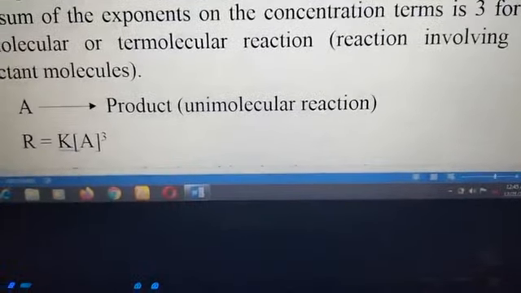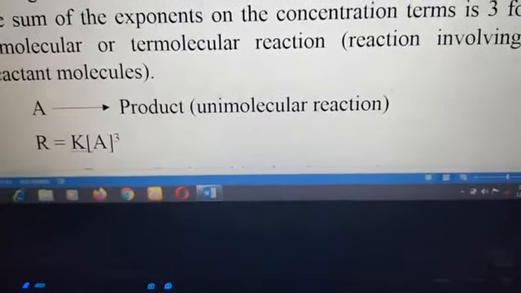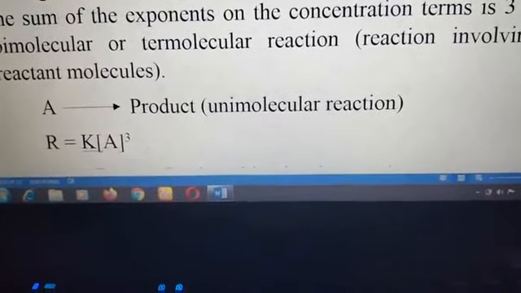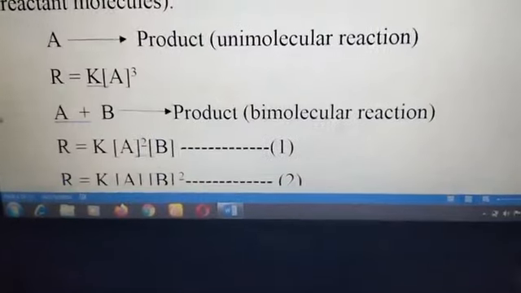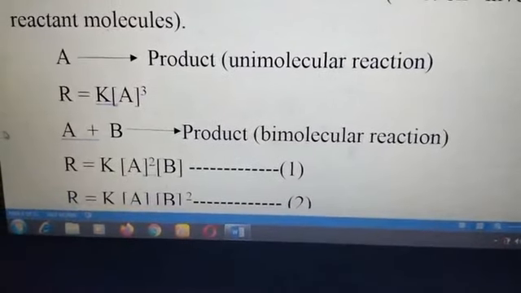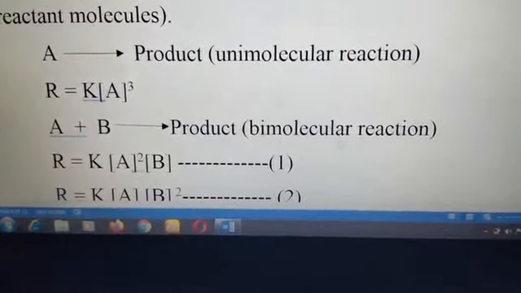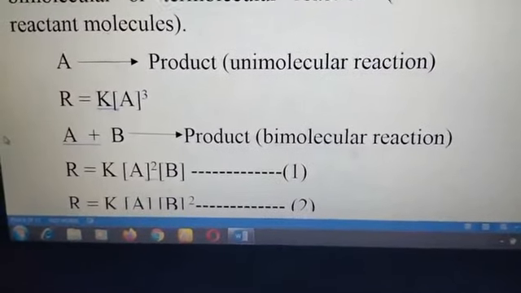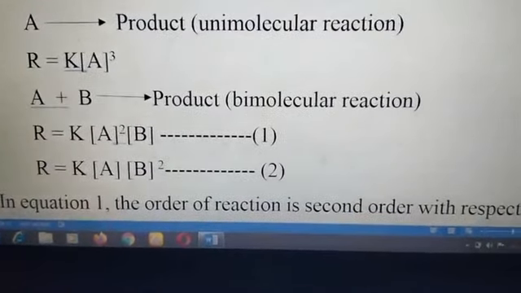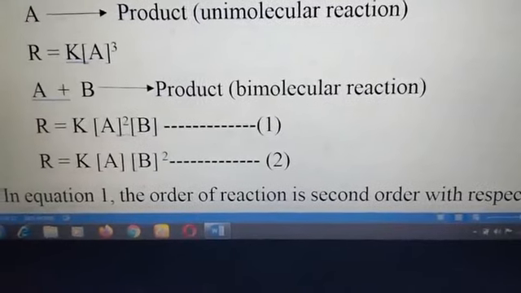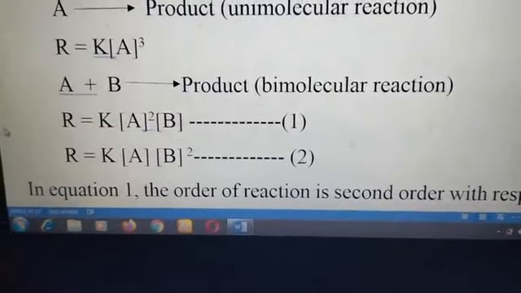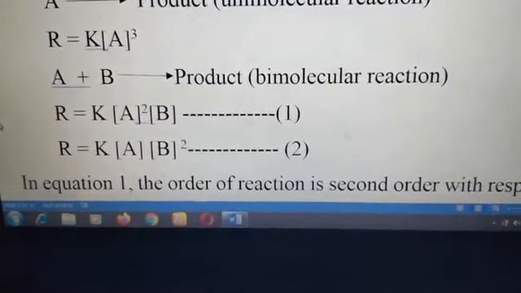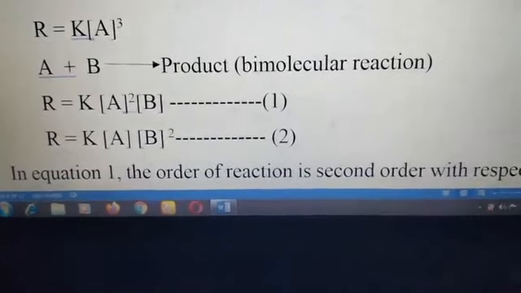So let's look at this one. It is the unimolecular reaction A giving us product, involving one reactant. So it's going to be third order when R is equal to K, then concentration of A raised to power 3. That is third order. Then the next example, A plus B giving us product, being a bimolecular reaction. For the bimolecular reaction, the rate will now be equal to K, concentration of A raised to power 2.